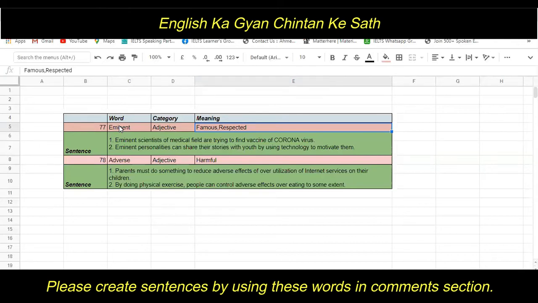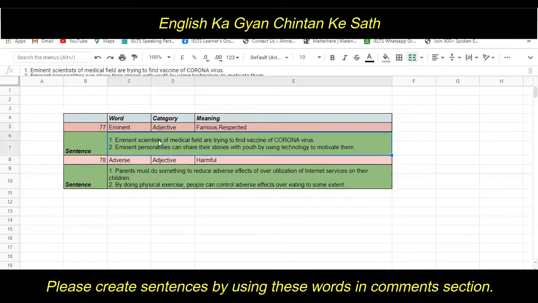Let's say, for example, Sachin Tendulkar is an eminent sportsman. Amitabh Bachchan is an eminent Bollywood superstar, right? So instead of using famous, or respected, or well known, you can utilize the eminent word. A person who has fame in one particular field, or who is respected, or famous in one particular field, you can also utilize this eminent word, right?